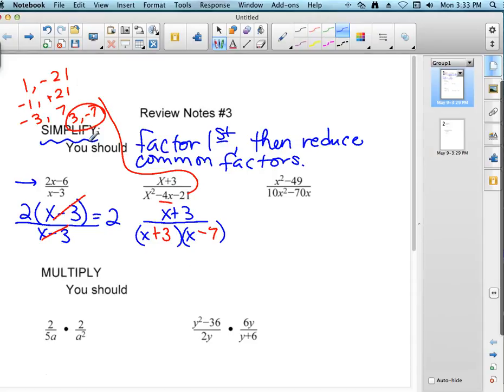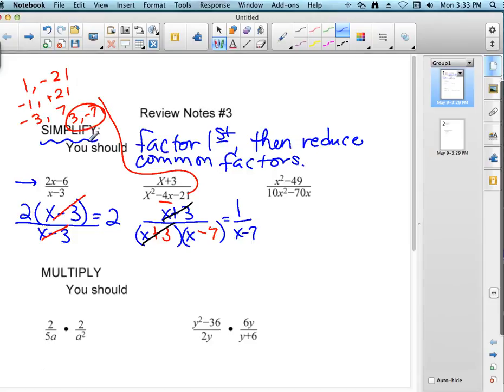And again, we have some common factors, so we could reduce out the x plus 3's. And since the x minus 7 is on the bottom, we're going to put a 1 on top to show that that x minus 7 is still on the bottom.